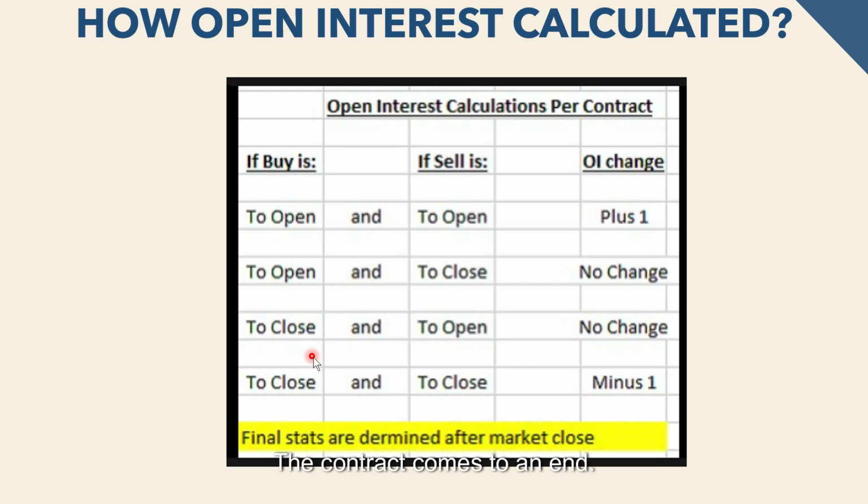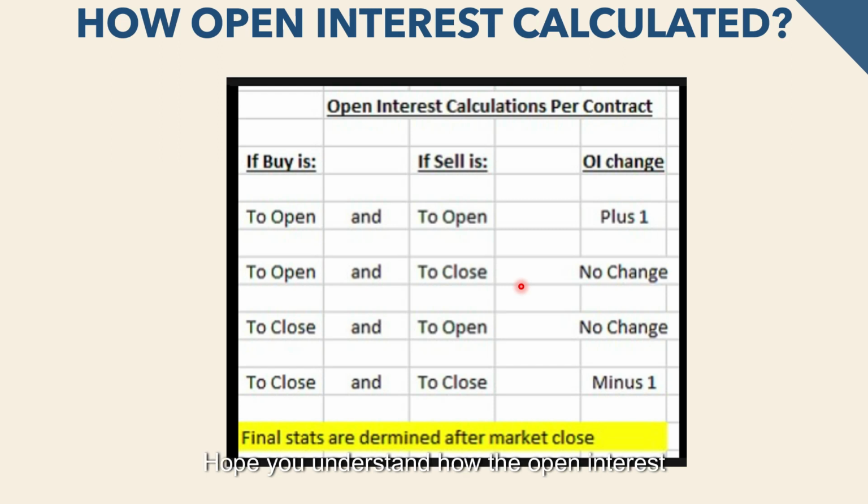In that case, the contract comes to an end where open interest is zero. While entering into the contract, open interest is added. When closing the contract, open interest is reduced. In between, when there is a transfer of contract, there is no change in the open interest.